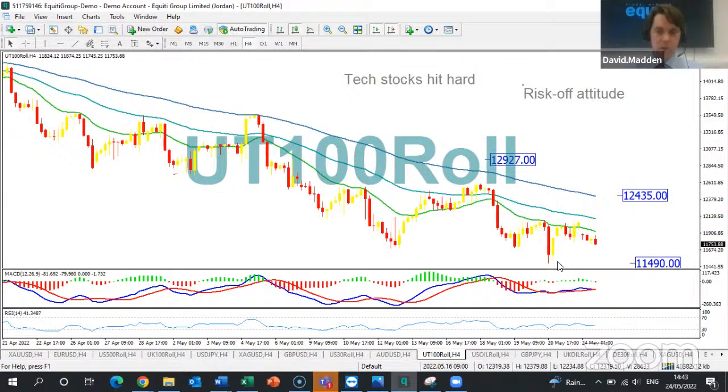Now, if we manage to hold above this low here, the 18-month low at 11,490, if we fail to drop below that level, that could be an early indication that the market's going to turn around. And should that be the case, if you can hold above 11,490, and we do see the market turn around from here, we'll work out potential targets to the upside.